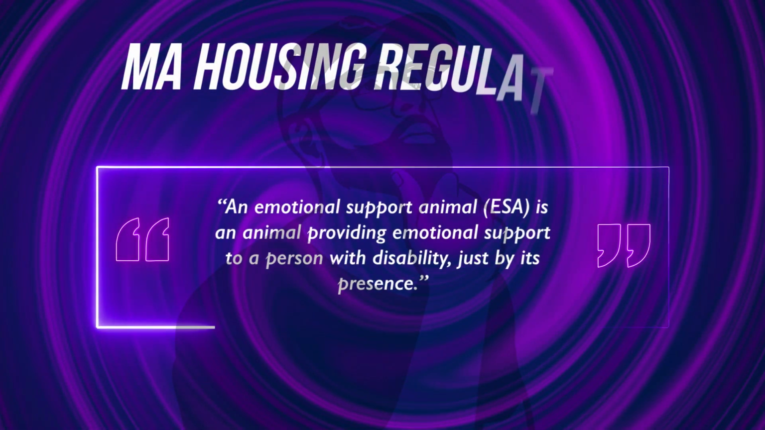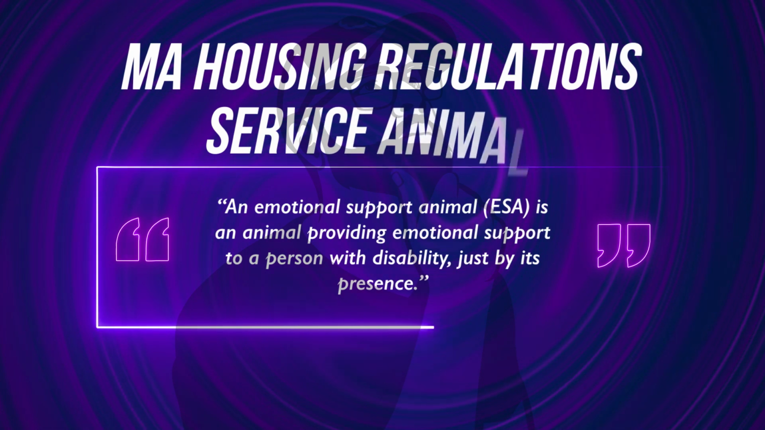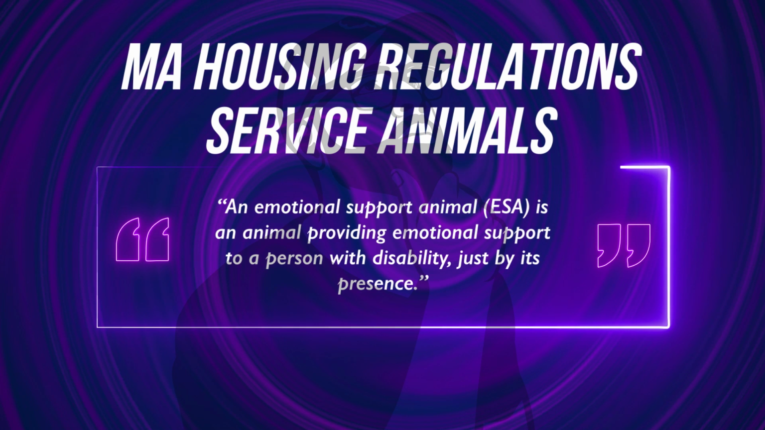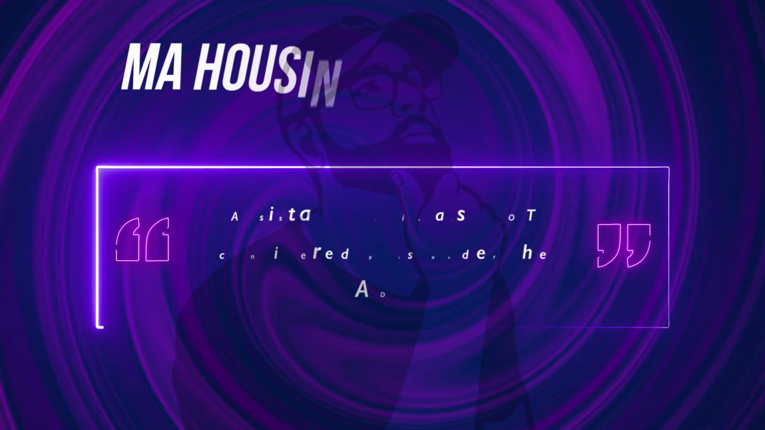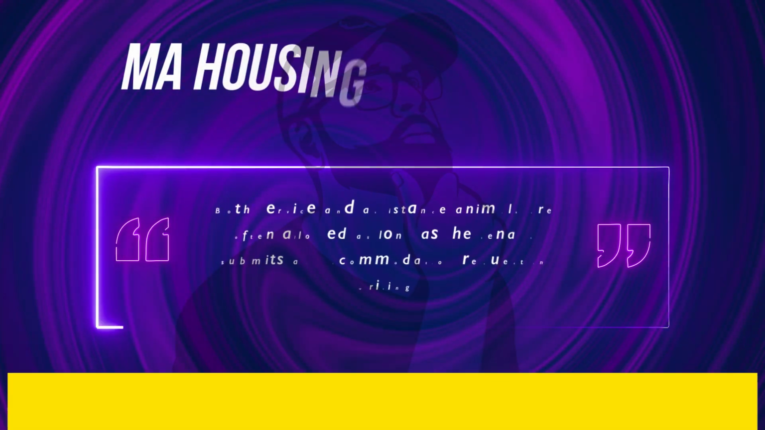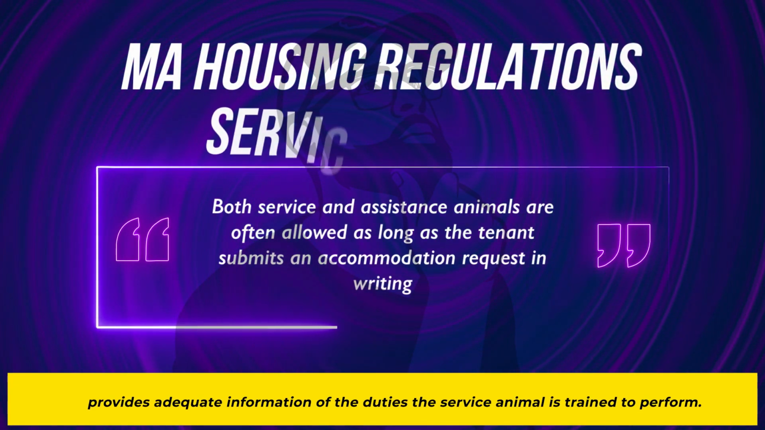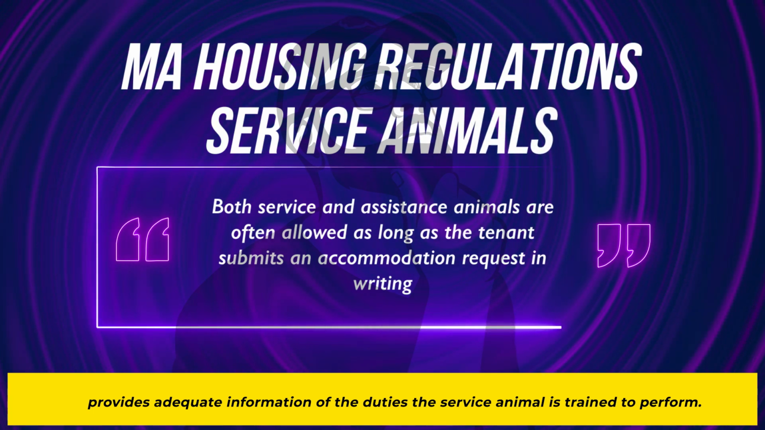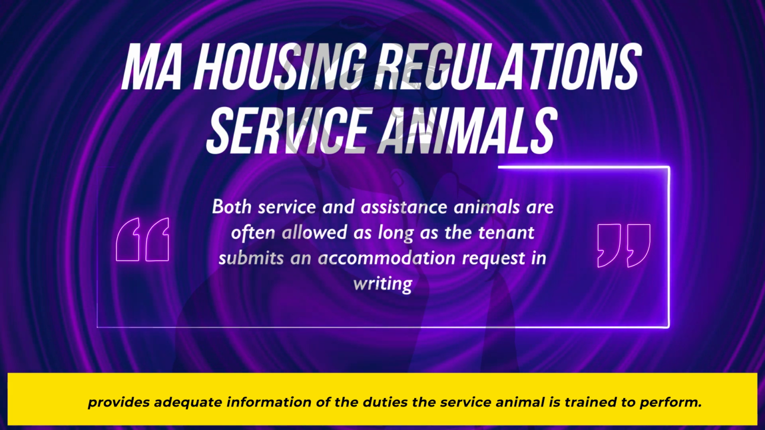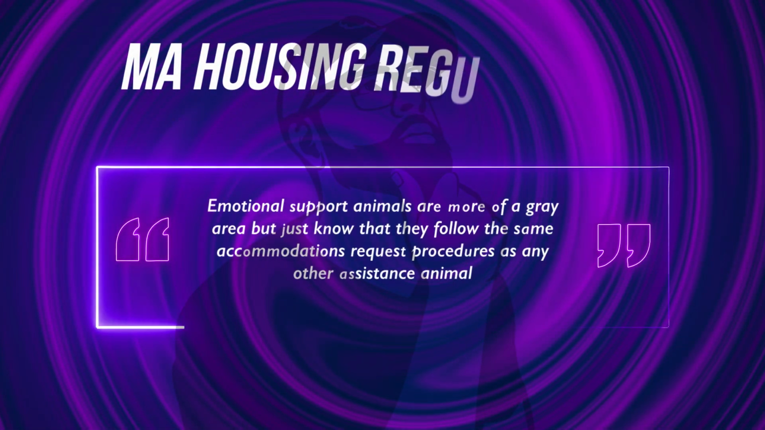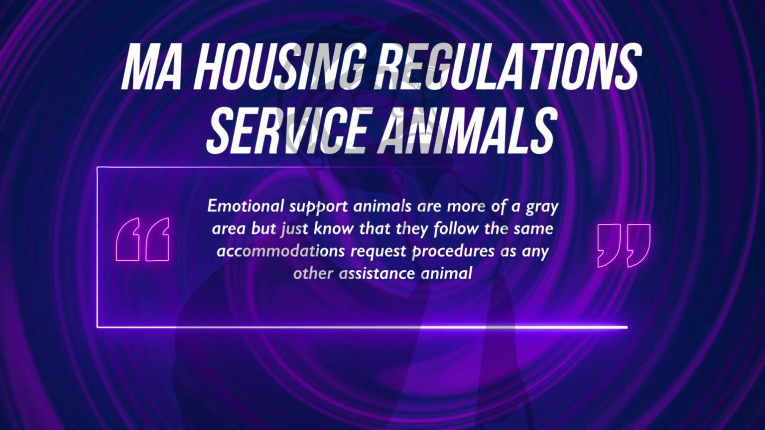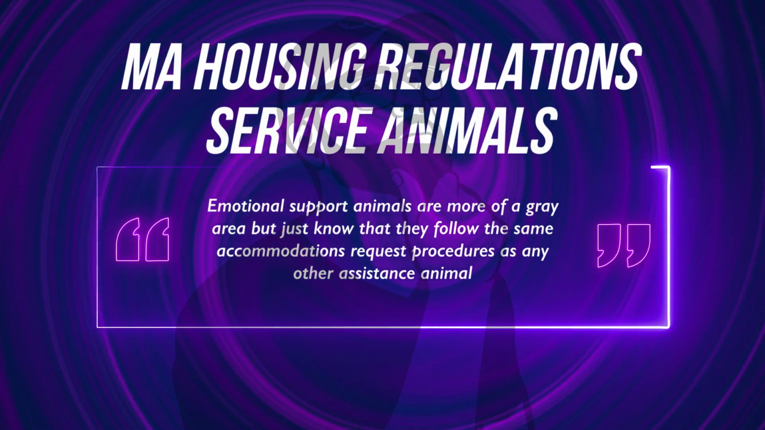Number 6, an emotional support animal, also known as an ESA, is an animal that is providing emotional support to a person with a disability just by its presence. Assistance animals are not considered pets under the ADA. Now, both service and assistance animals are often allowed as long as the tenant submits an accommodation request in writing and provides adequate information of the duties of the service animal that they are trained to perform. Emotional support animals are more of a gray area, but just know that they follow the same accommodation request procedures as any other assistance animal.